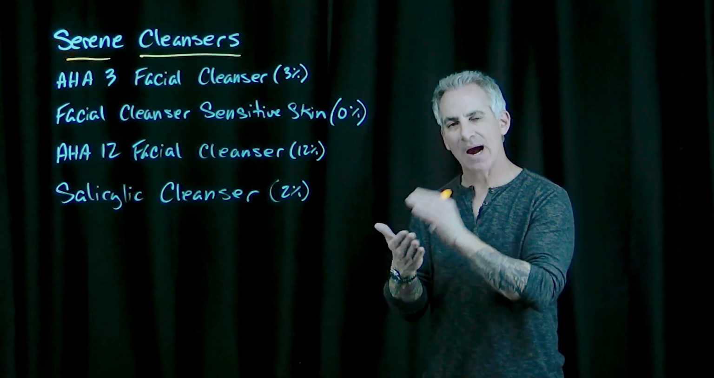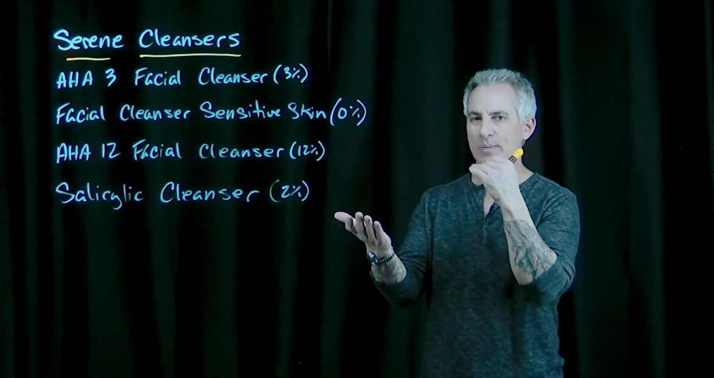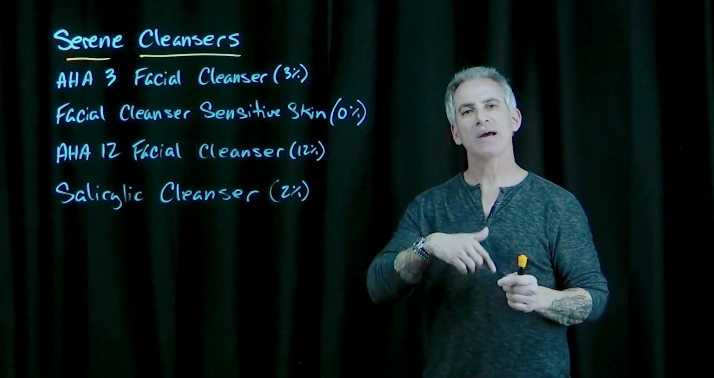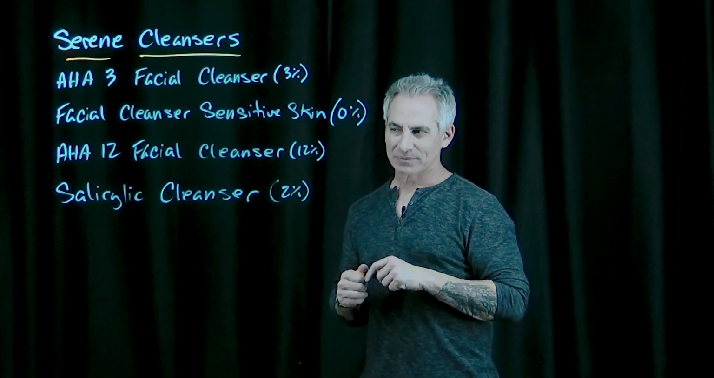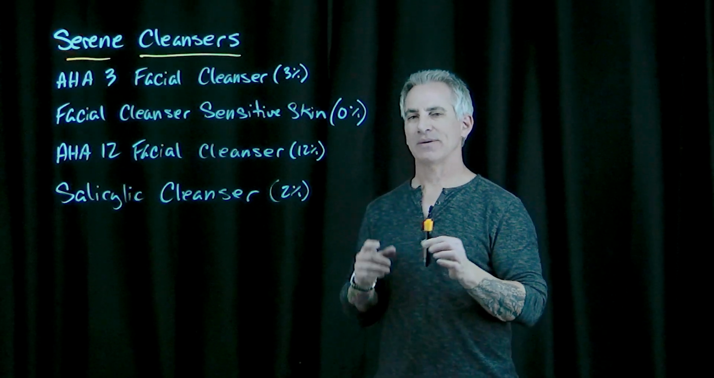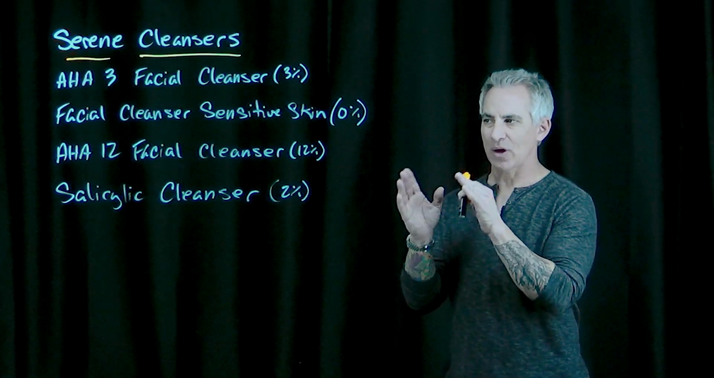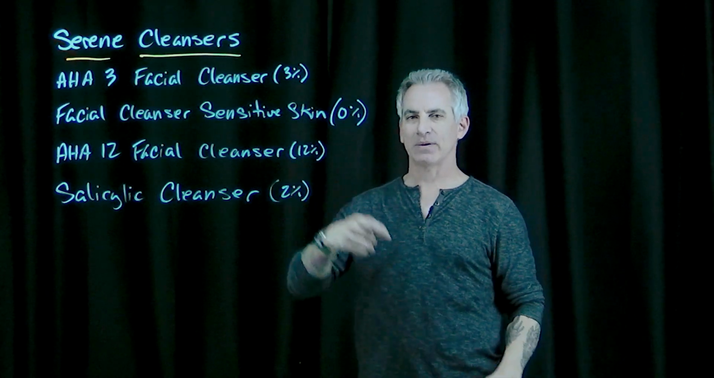TCA and higher percentages of acids and lower pHs are on the advanced side for chemical peels and not within the line. Now, there are products that are extremely strong, and since we're talking about cleansers, it is the AHA 12 facial cleanser.